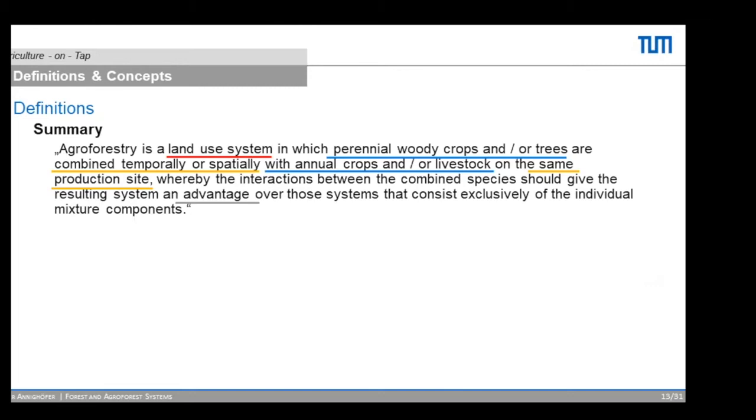So if we summarize this, agroforestry is a land use system in which perennial woody crops and/or trees are combined temporally or spatially with annual crops and/or livestock on the same production site. That is more or less the basis. And then down here in the second part of the sentence, you can see that these systems also should have some kind of advantage over those systems in which the components you find in the agroforestry system would grow in monoculture. So there should be some kind of advantage there.